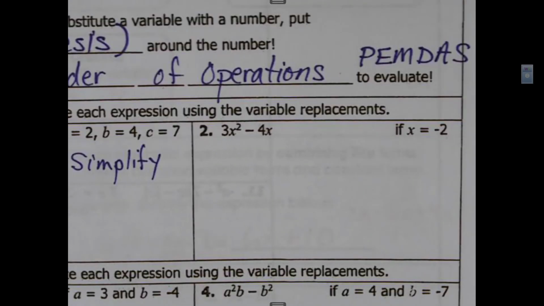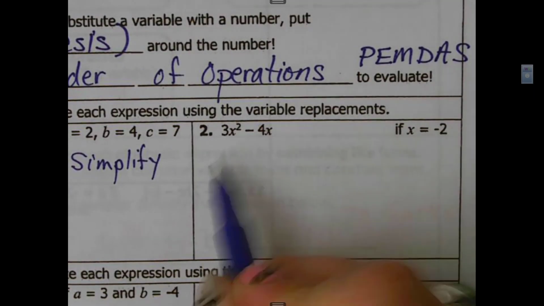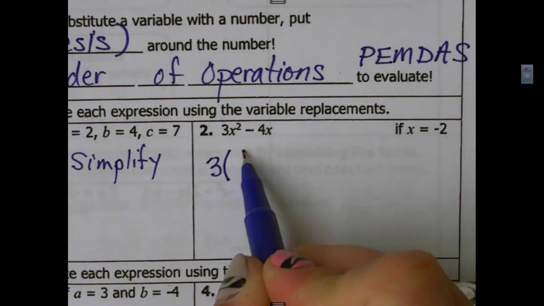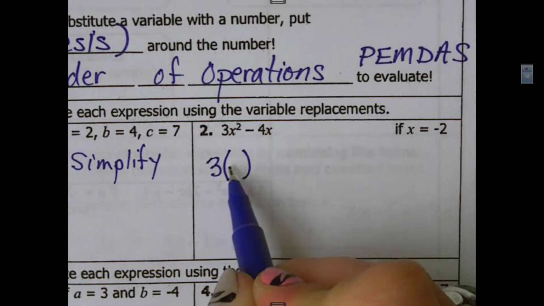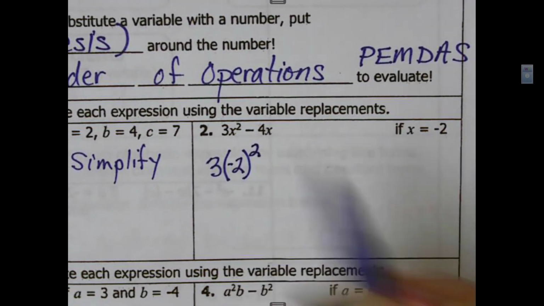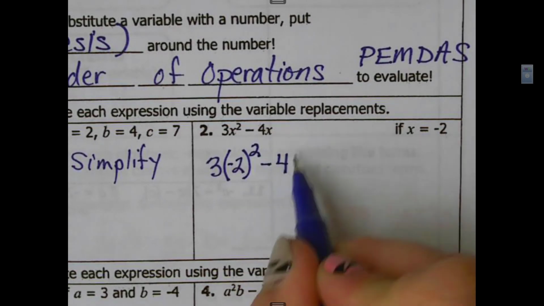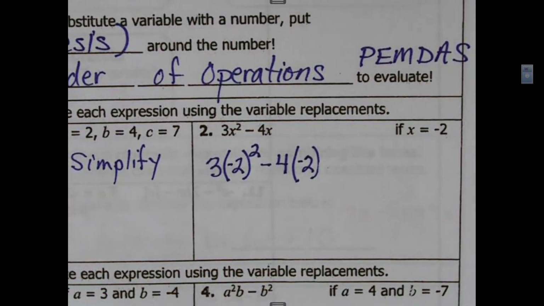All right, number 2. This time we're going to substitute -2 in for x. I write the 3, then I automatically put a parentheses. I'm going to put -2 in there. Variables have parentheses. The exponent 2 goes on the outside, -4, parenthesis for that x, and I put in -2.